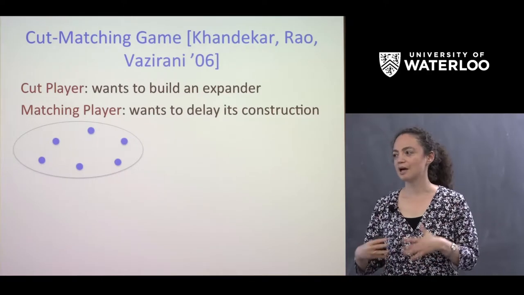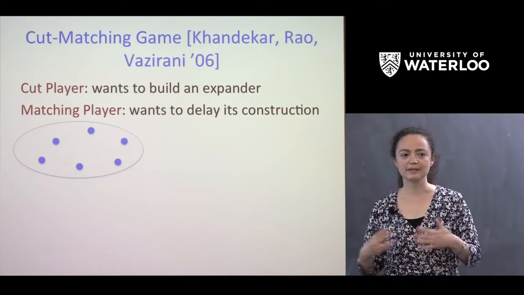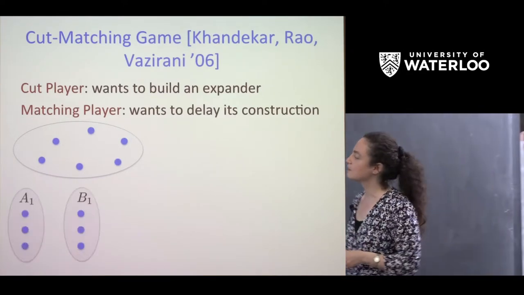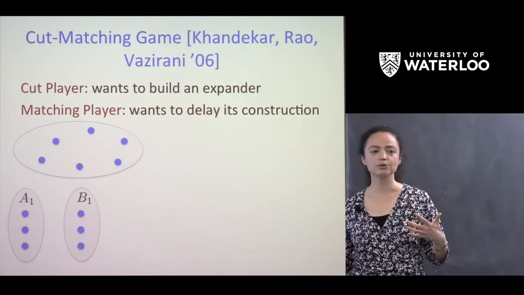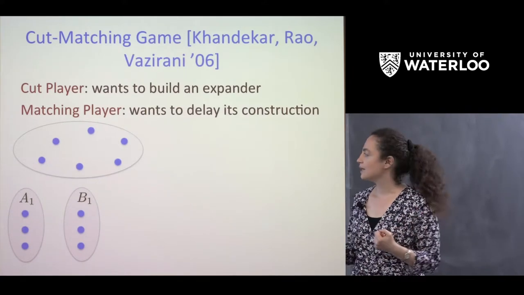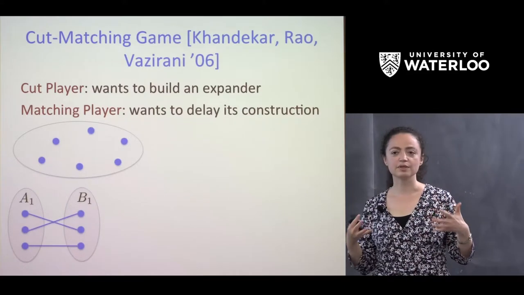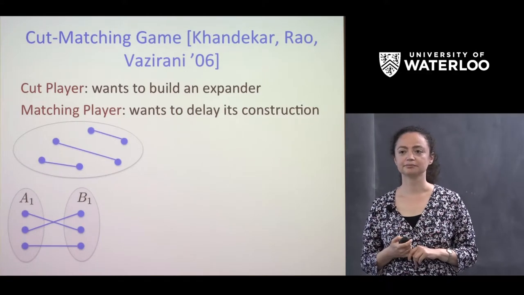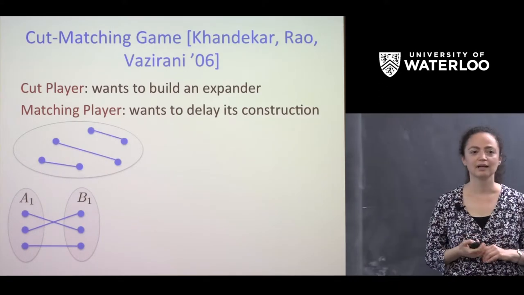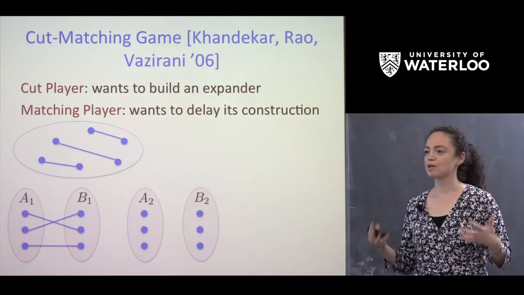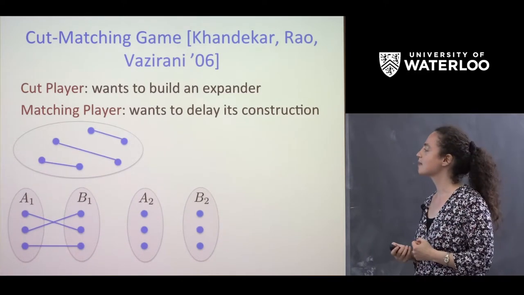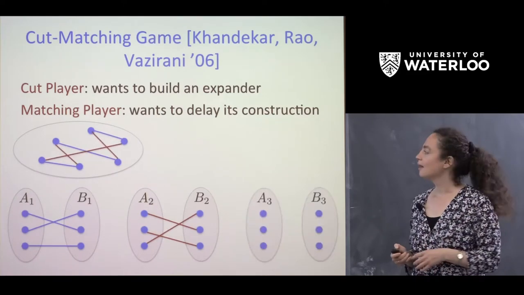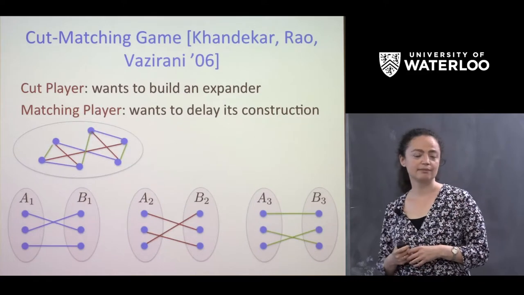The cut player wants it to happen as soon as possible. The matching player wants to slow it down. And we play this game in rounds. So in the first round, the cut player computes some bipartition of the vertices into two equal size subsets. The matching player has to return a complete matching between the two sides. And we take the edges of the matching and add them to the graph we are building. This finishes the first round. Second round, cut player again computes some bipartition of the vertices into two equal size subsets. Matching player returns some complete matching. Edges of the matching are added to the graph. And I'm going to keep on going until I get an expander.